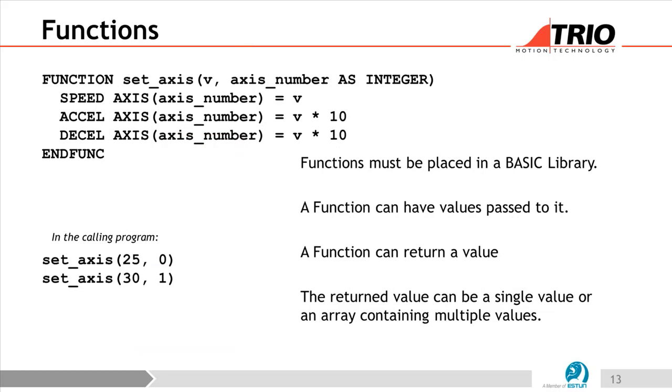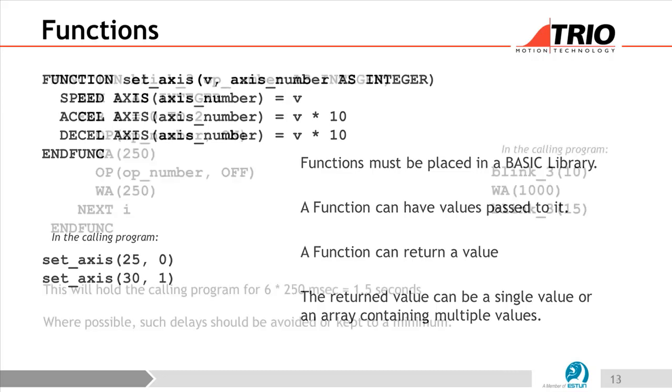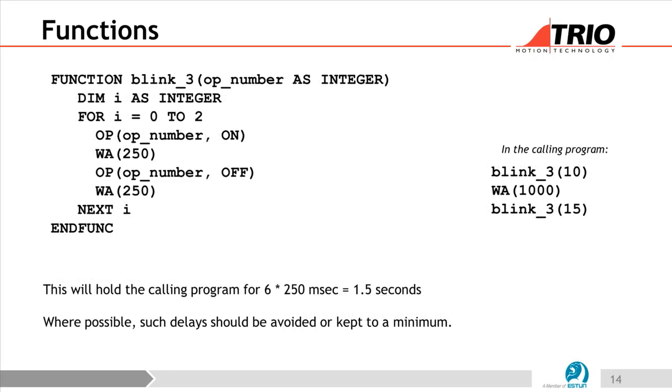So functions, just now we went through one of the functions. A function must be placed in a basic library. A function can have values passed to it, and a function can return a value. The return value can be a single value or an array containing multiple values, and then you can use it in your programs. More and more people are using functions in their programs. It actually makes things easy. It's like a global thing, especially for something shared between the different tasks. The function is very useful.